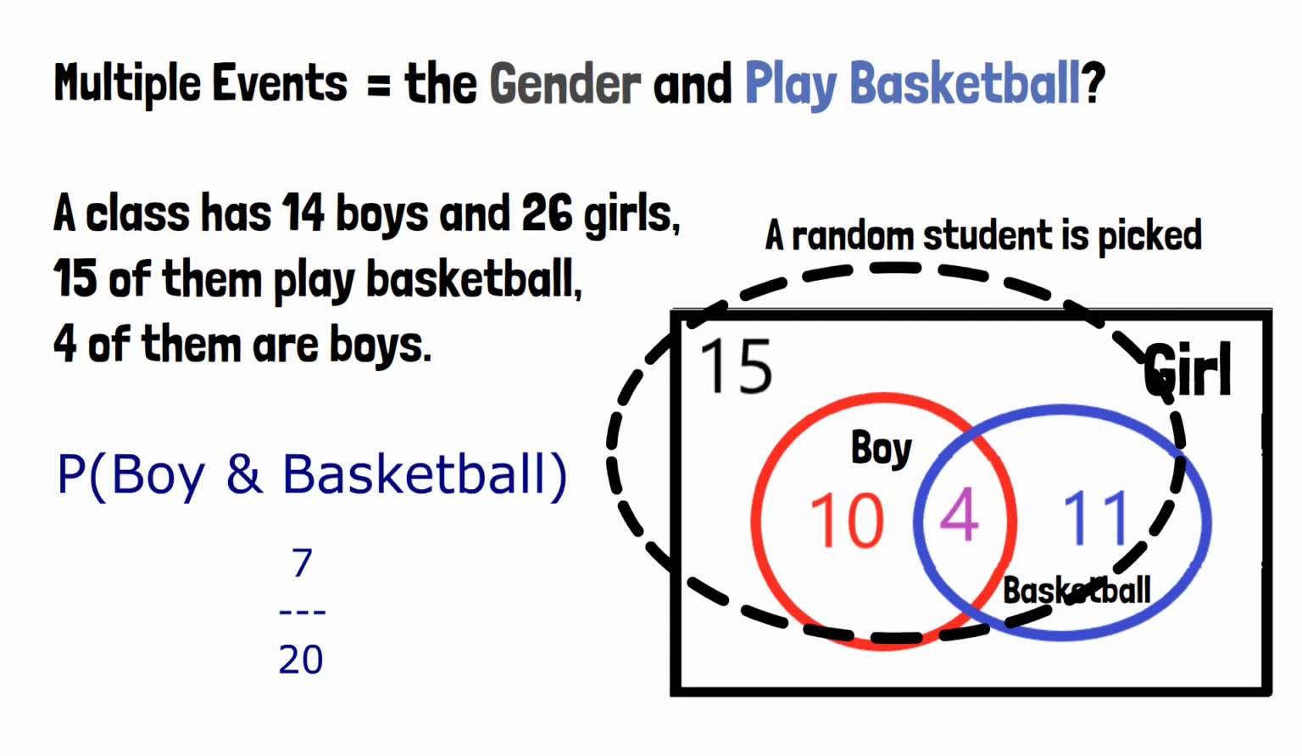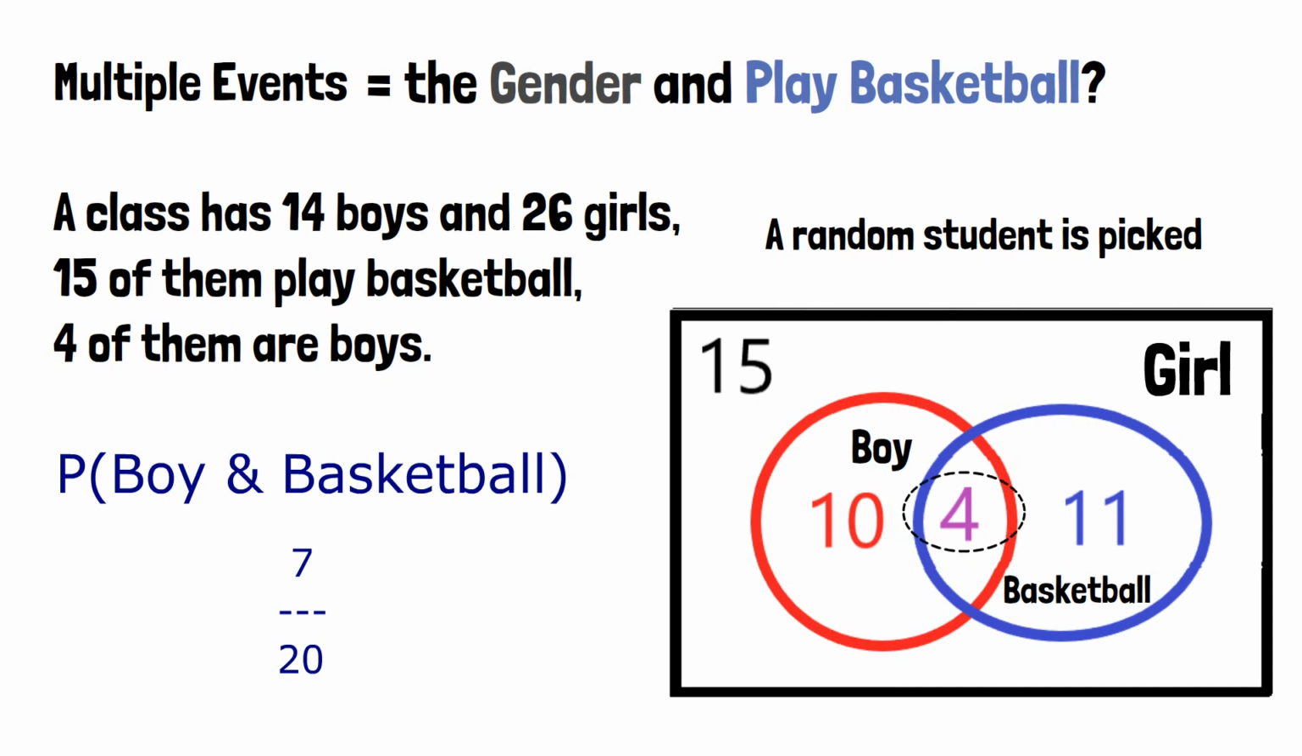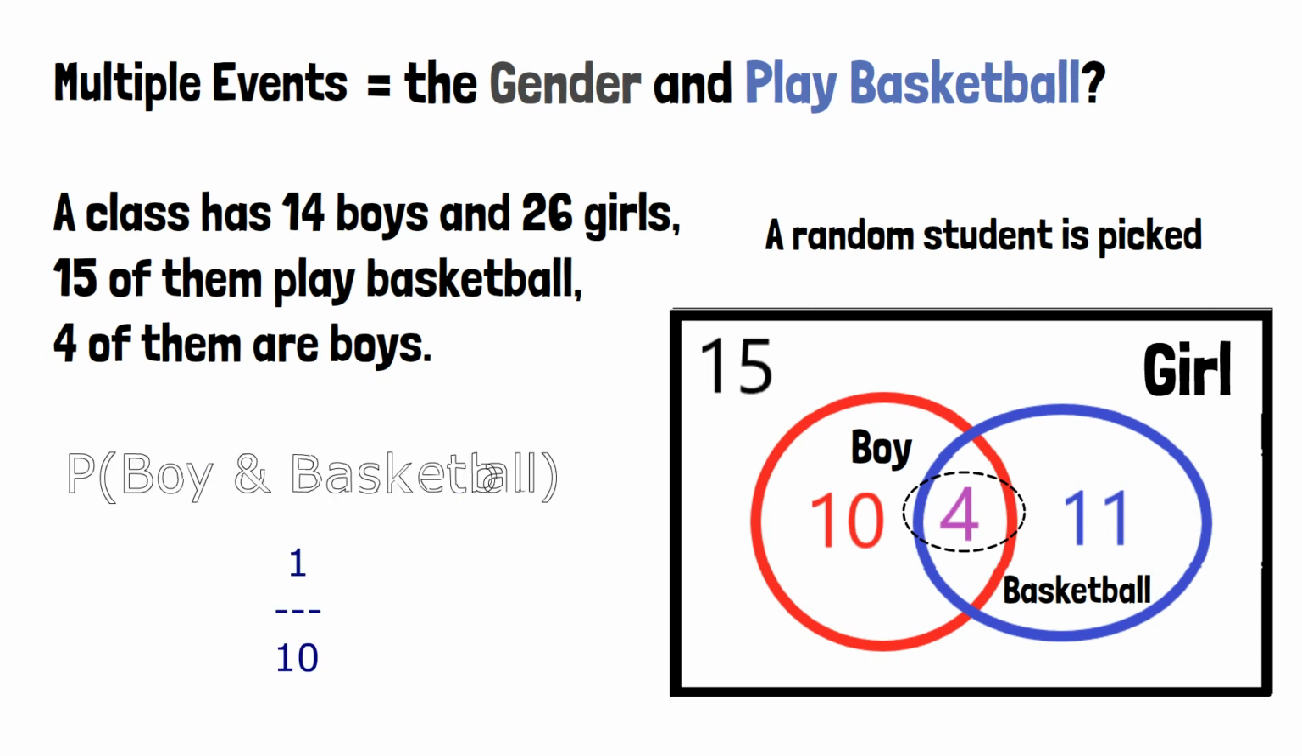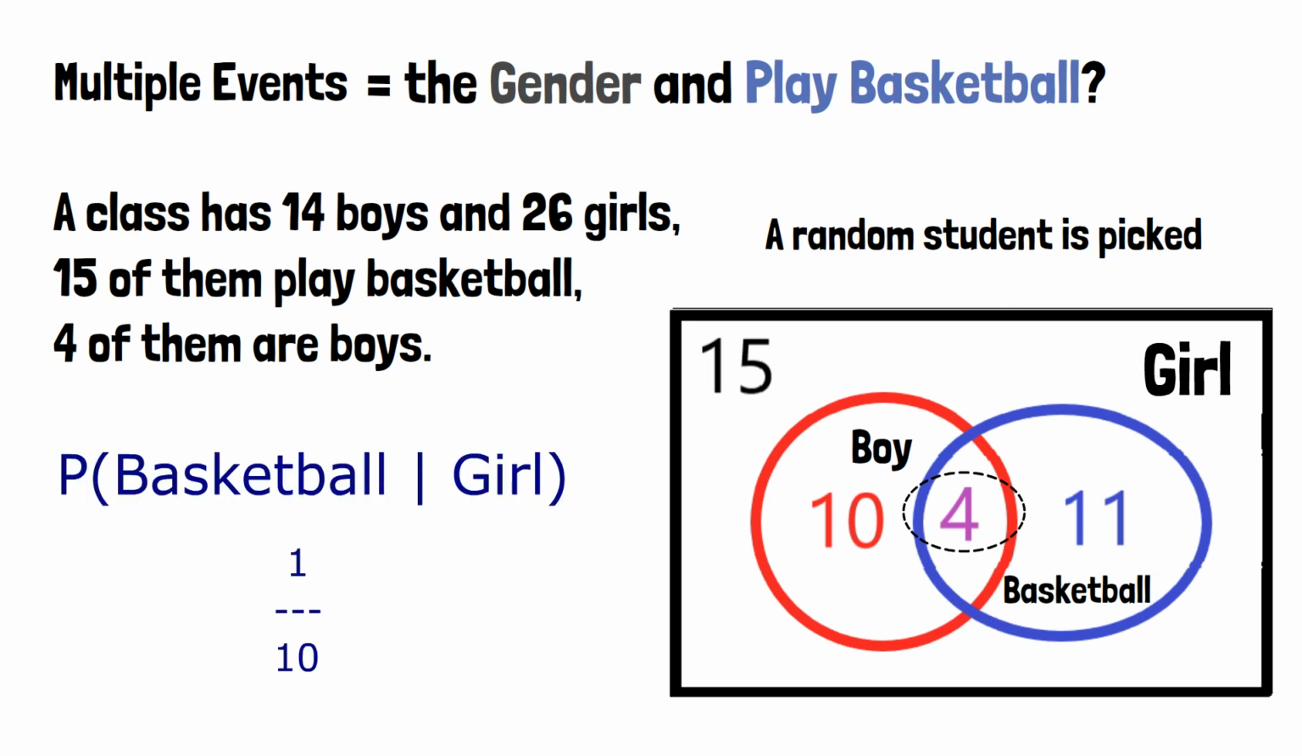If a question is about the chance of picking out a boy who plays basketball, you can easily see in the diagram that there are only 4 boys who meet the conditions, and the chance is 4/40, which is 1/10. Or if the question asks, provided the selected student is a girl, what is the chance of her playing basketball? That is 11 divided by the total number of girls, 11 plus 15. The probability is 11 by 26.